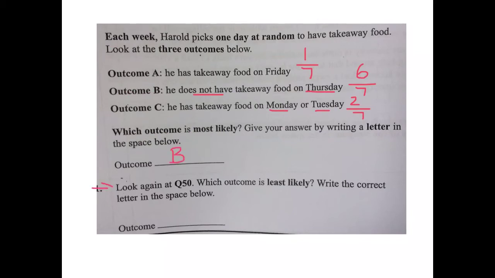Next question. Look again at question 50, which is above. Which outcome is least likely? So the least likely outcome is the smallest number, 1 chance in 7, so it's outcome A.